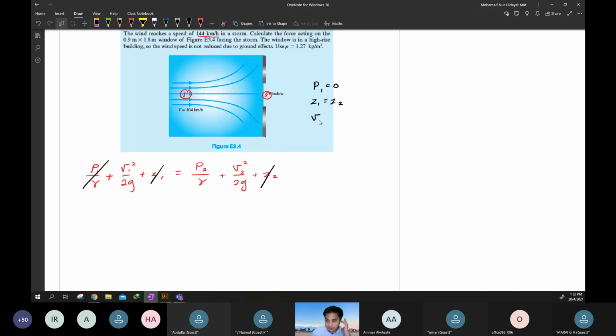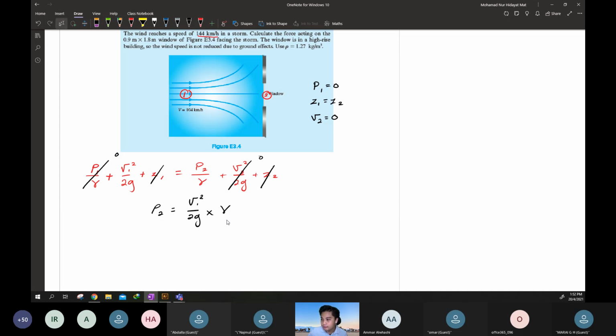So what we are left with is the pressure at point 2. Why do we need to find the pressure? Because we need to find the force. The force is pressure multiplied by the area. So the pressure is V1 squared over 2g multiplied with rho, and we know gamma is rho multiplied with gravity.